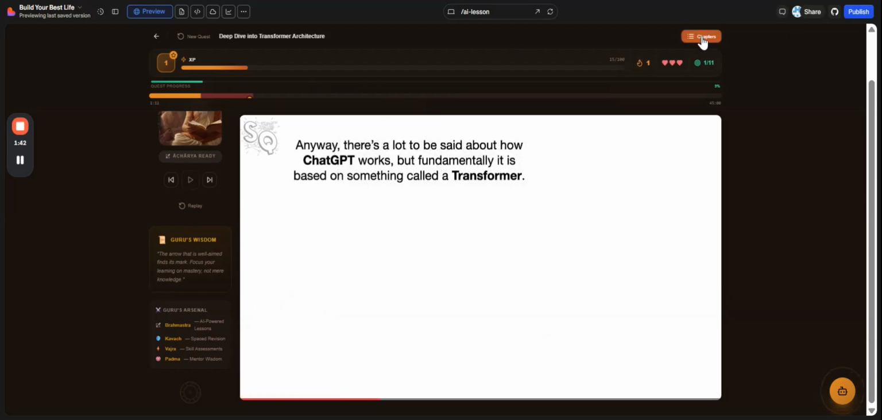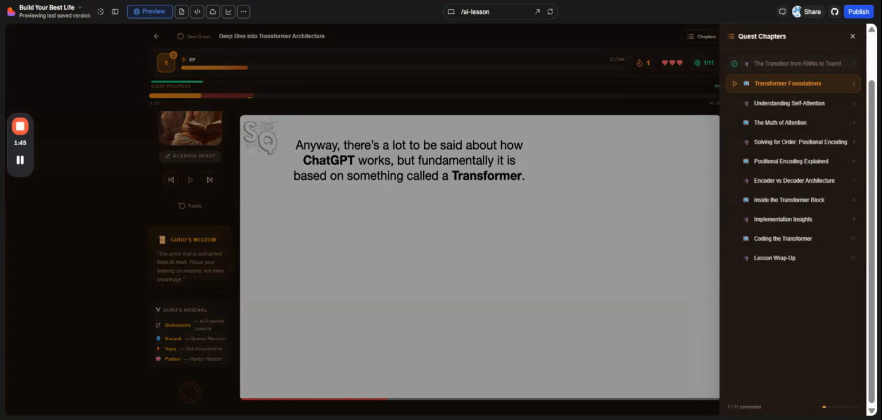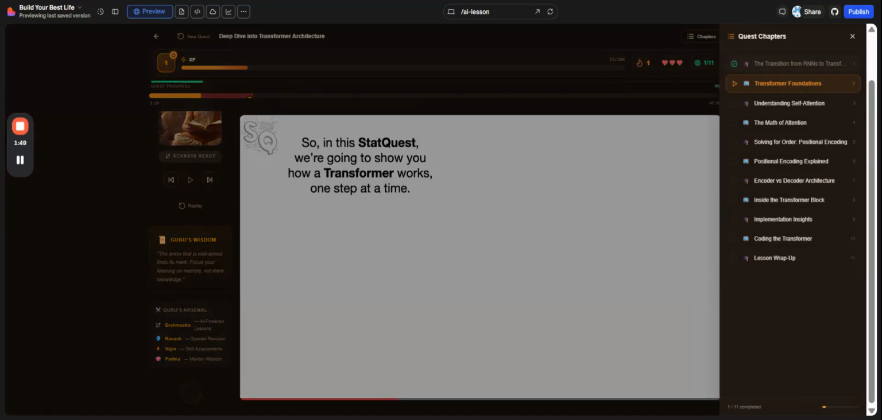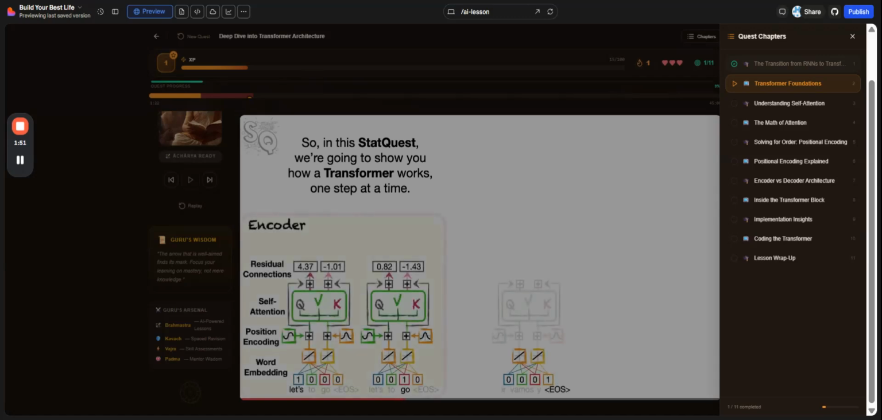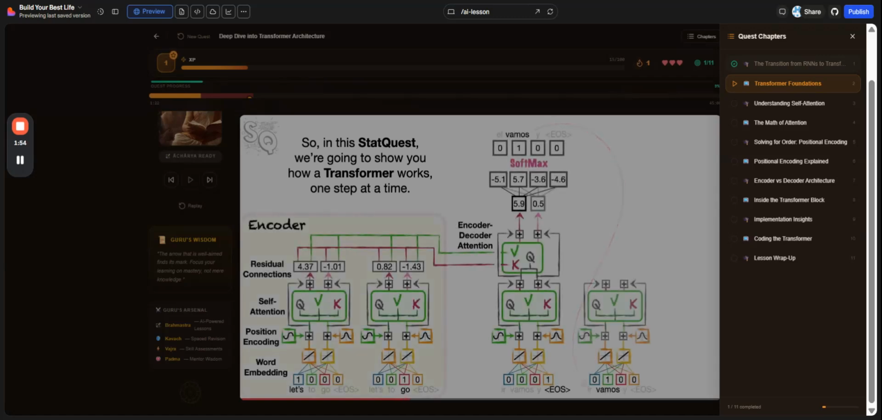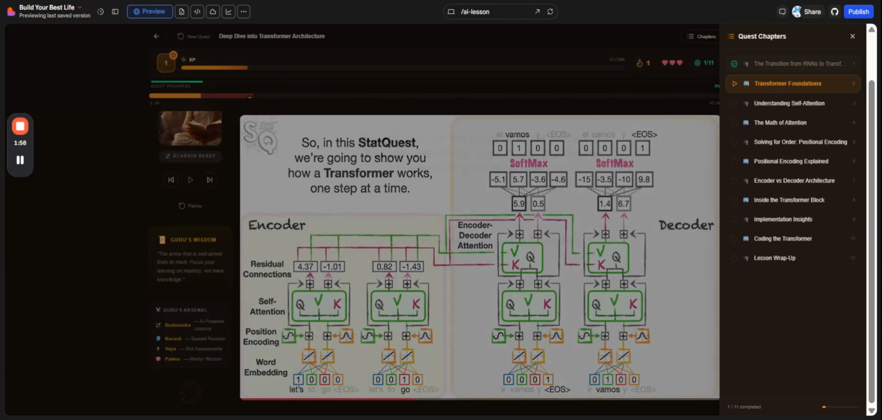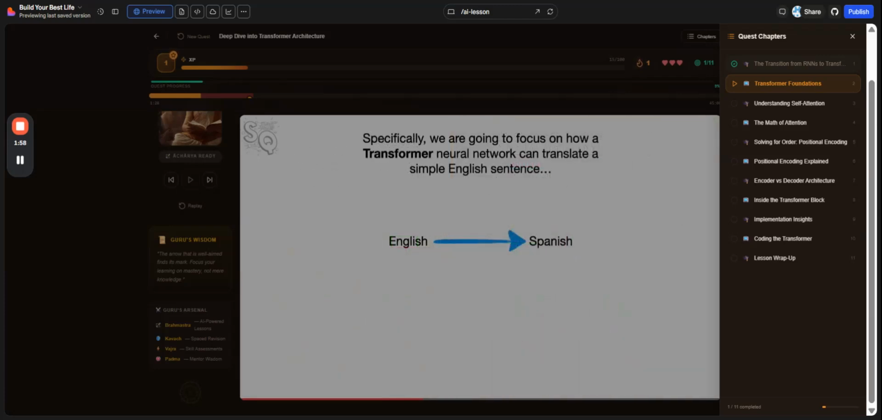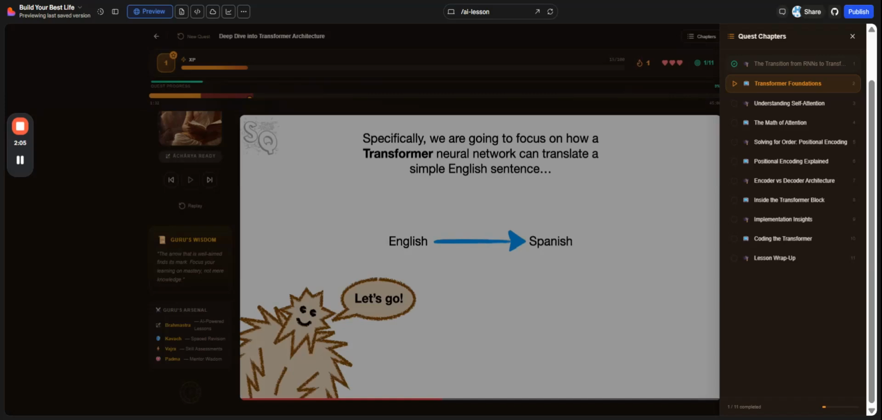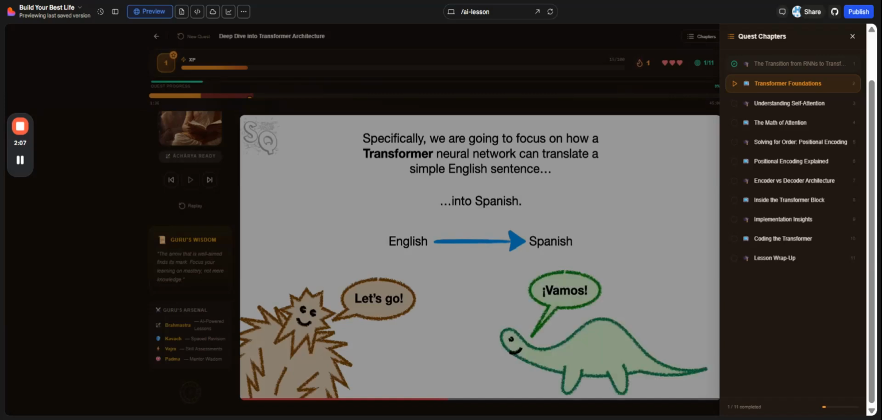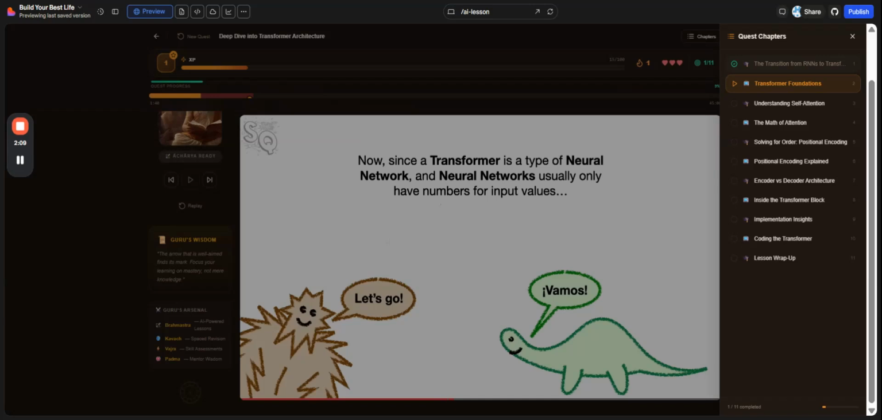Anyway, there's a lot to be said about how ChatGPT works, but fundamentally, it is based on something called a transformer. So, in this StatQuest, we're going to show you how a transformer works one step at a time. Specifically, we're going to focus on how a transformer neural network can translate a simple English sentence, "Let's go," into Spanish, "Vamos."